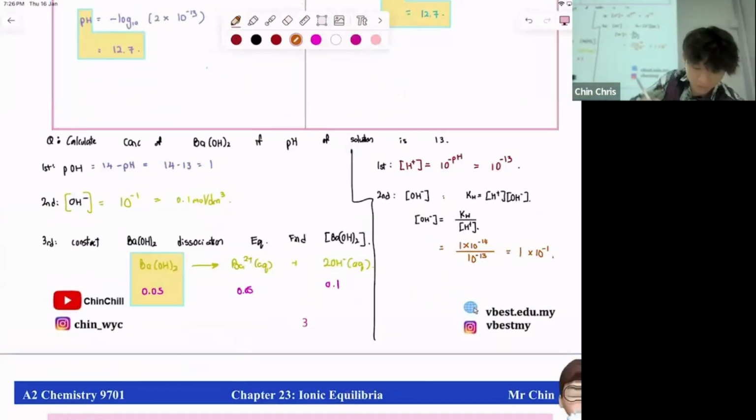Then same thing. The third step is the same. Just the first and second steps are different.